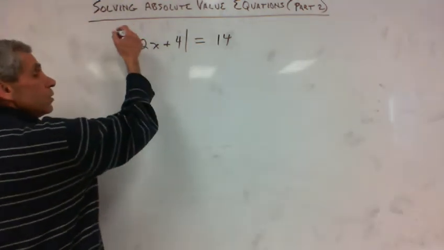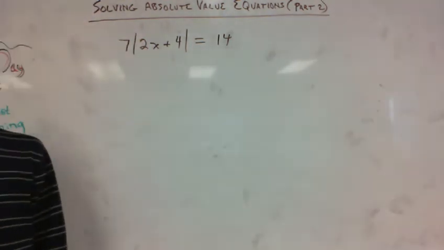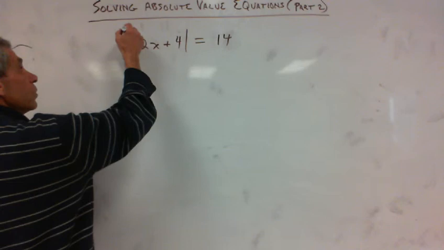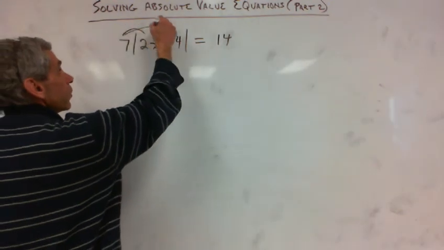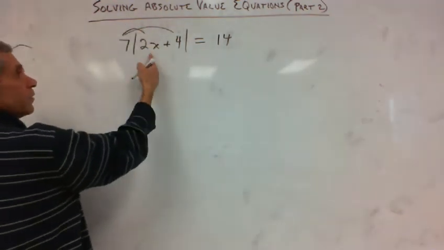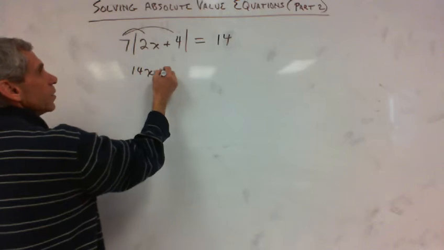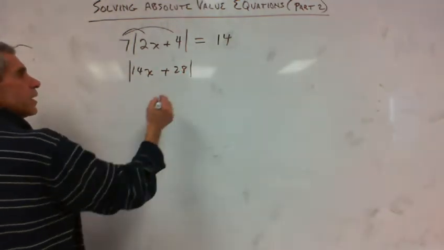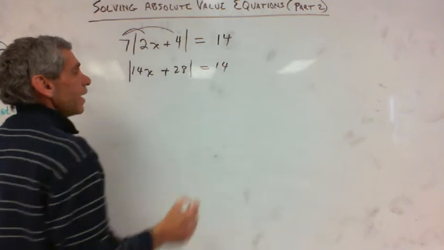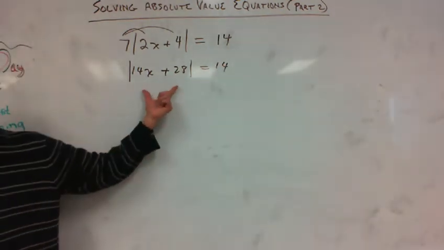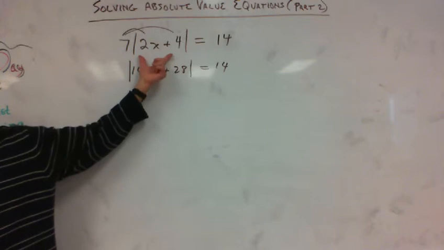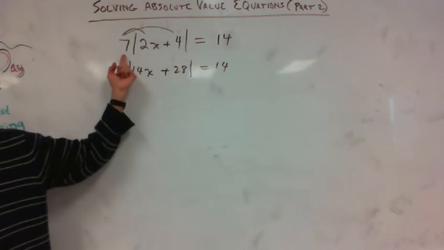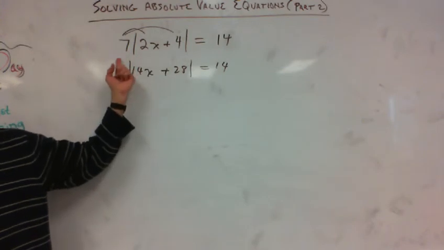I could do the distributive property. It's not what I would do first, but I could. One way would be to do this. I'll do it this way first just to show you. That would give me 7 times 2x is 14x plus 28, right? The absolute value of 14x plus 28 is 14. Would you agree with me that the absolute value is isolated? Up here, was it isolated? No. There's something outside, right? That's a problem. You have to deal with that something outside first.